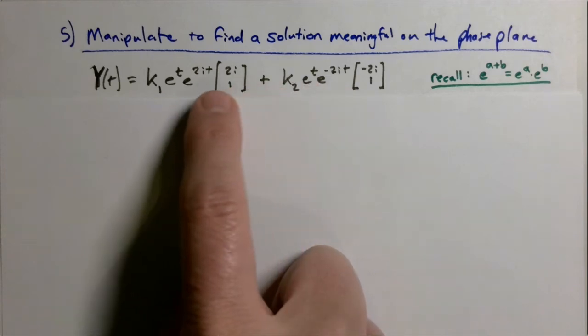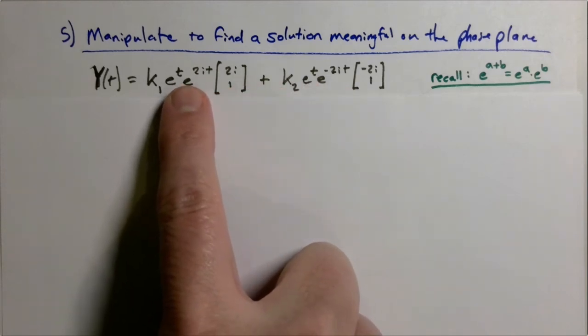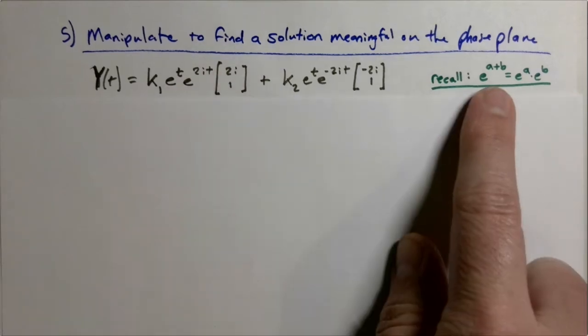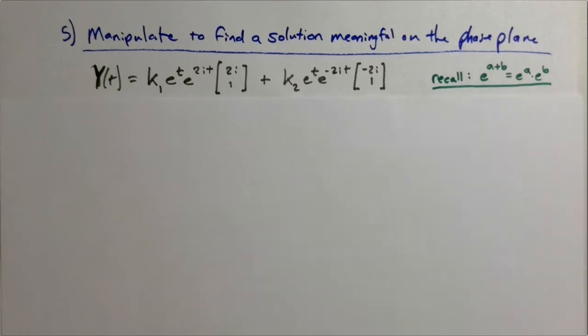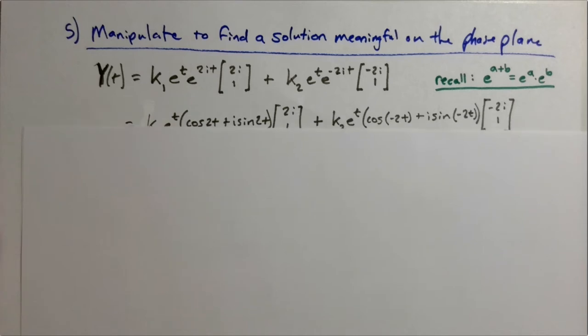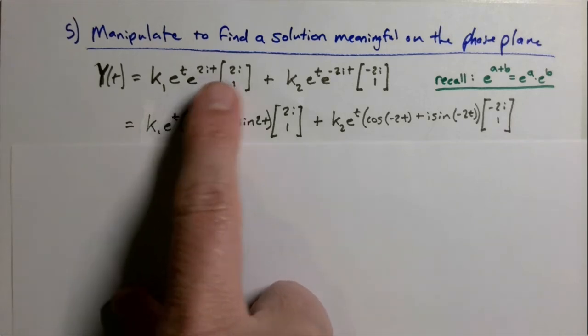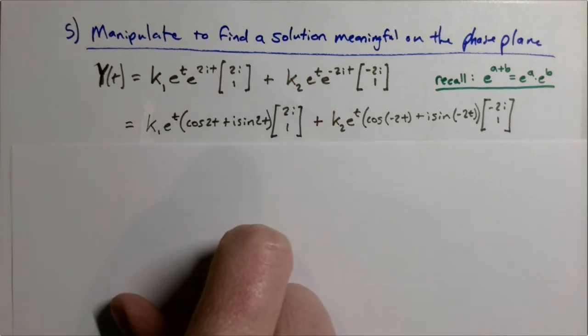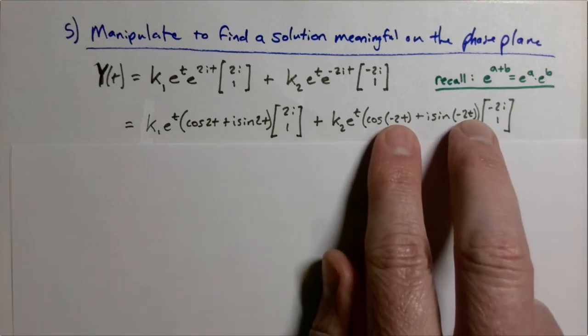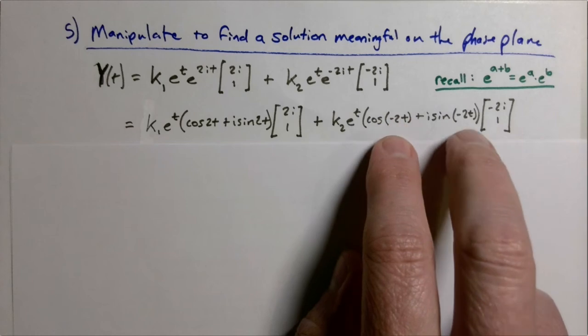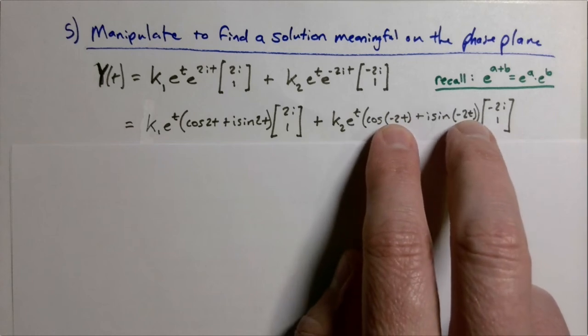And all I did here was expand my exponential, just remembering that a plus b in the exponent can be split up like this. So with a little bit of manipulation, we can end up with this. And you'll notice all I did here was expand using Euler's expansion for both of those two. It's worth noting here that the negative does stay from the eigenvalue up here. The negative does stay inside the cosine and the sine.